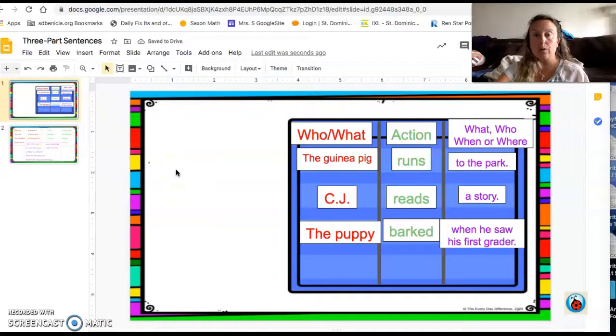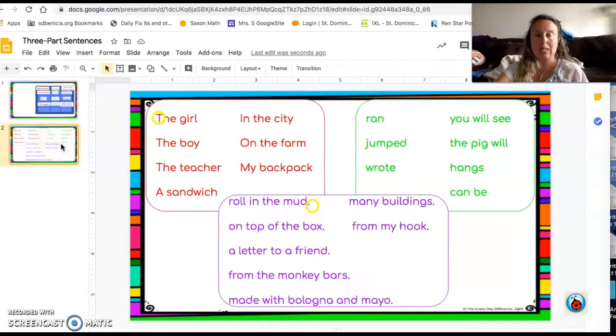Okay, so now I'm going to show you this chart. This chart is full of ideas. It has the first part of your sentence where we have the subject, we have people, we have things, and we have places. Those are all nouns. Over here, we have examples of different verbs. These are actions, like to run or to jump, to write, to hang. And then lastly, we have where those things are happening, or when, or why, or any of those examples, the purple part of the sentence.